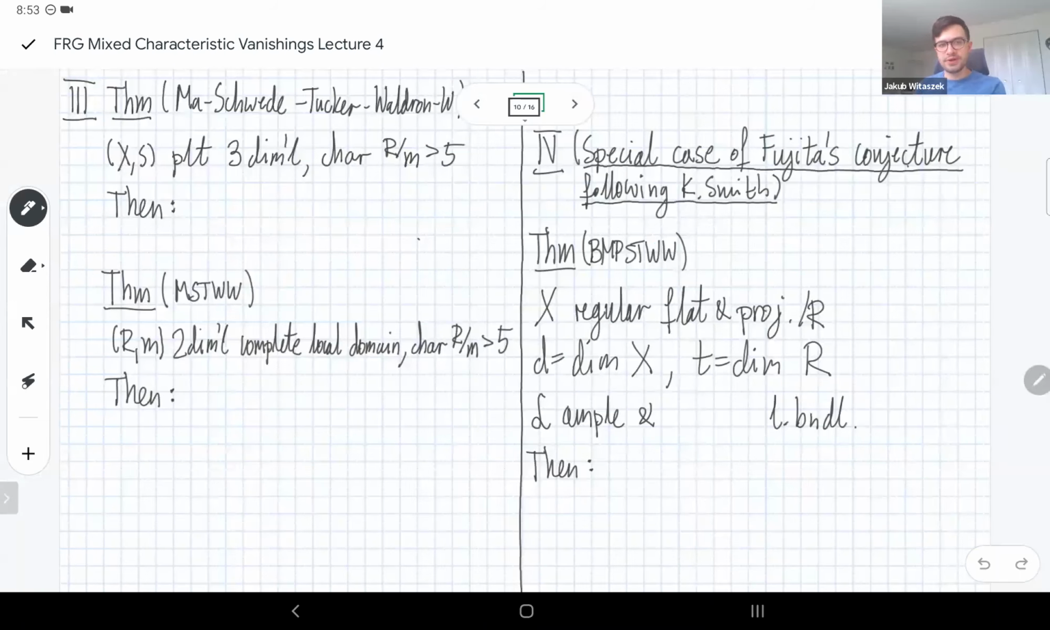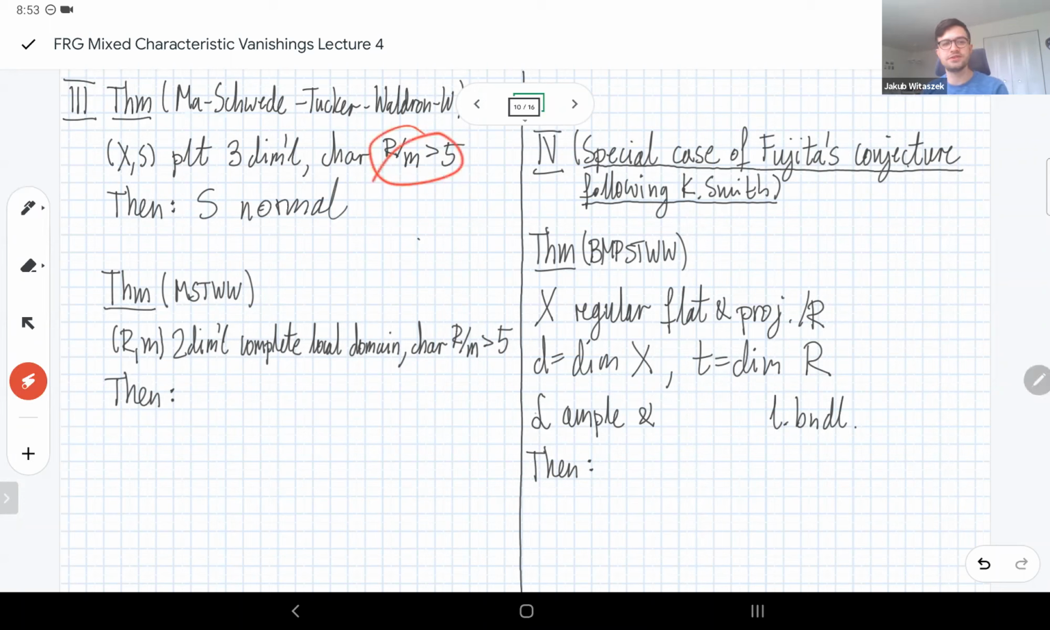Okay, so if you have a PLT pair, then in fact this S is normal. So that's always true for PLT pairs in characteristic 0, but that's false in positive characteristic in general. However, both in positive and mixed characteristic, in the low dimensional case, if the residue characteristic is greater than 5, that is in fact true. Maybe what is interesting about it, that was one of the starting points for the MMP for threefolds in positive characteristic by Hacon and Xu.